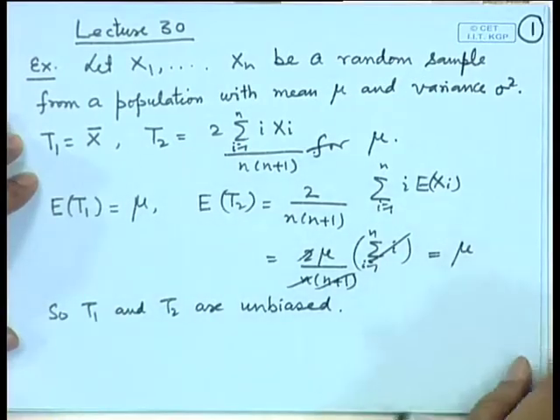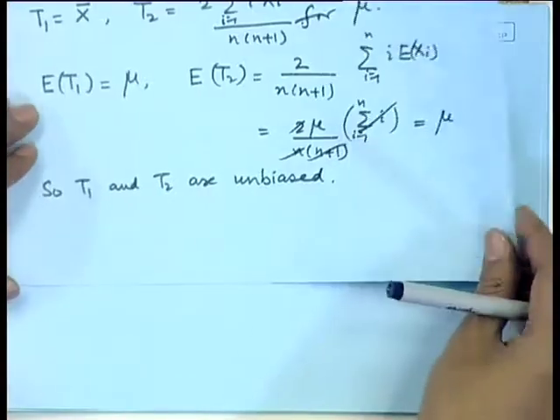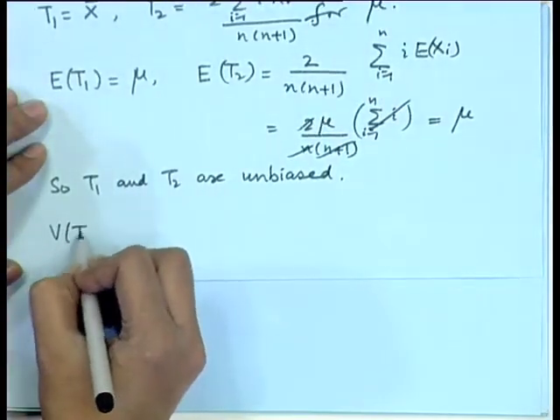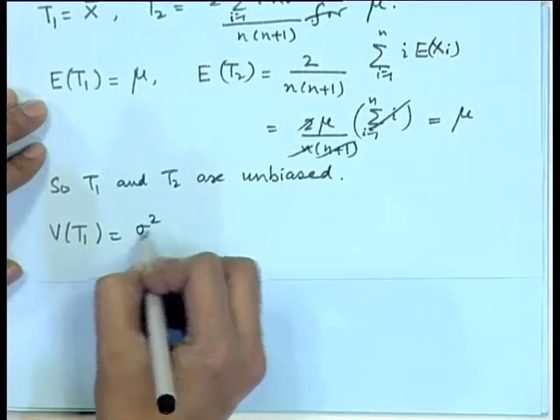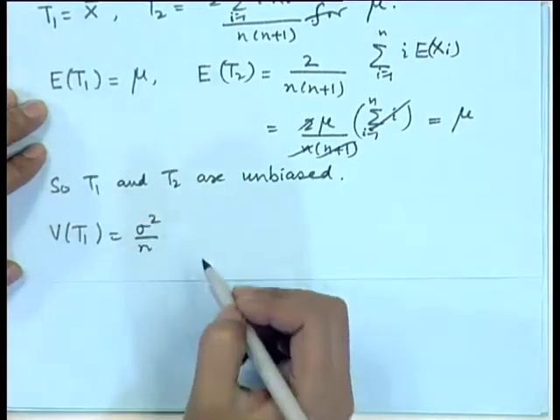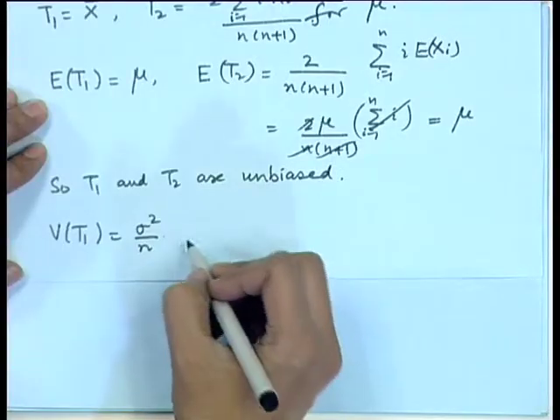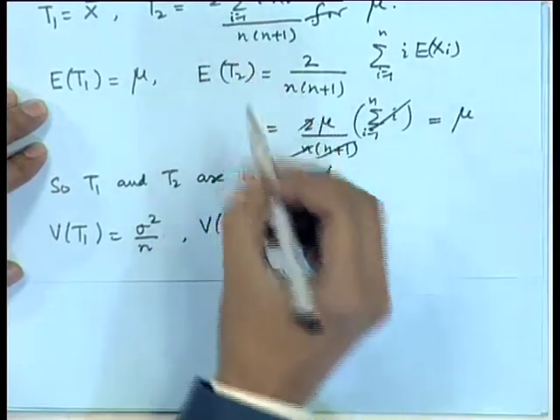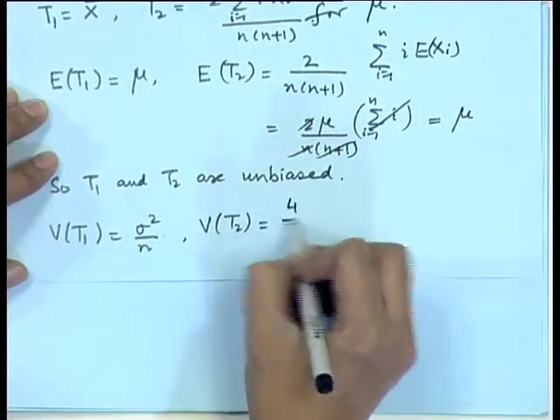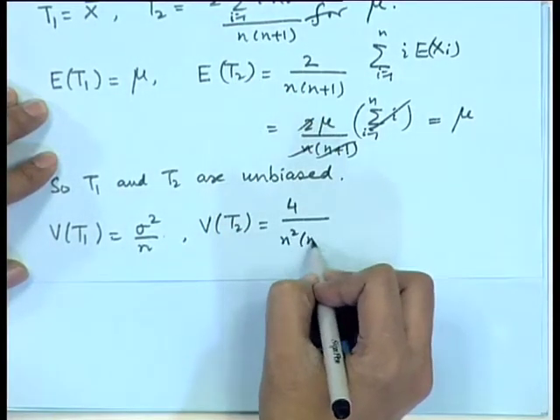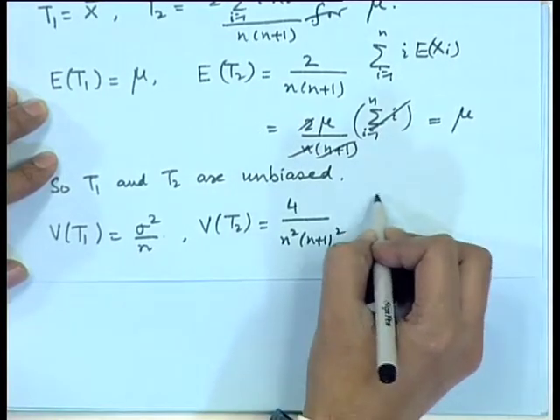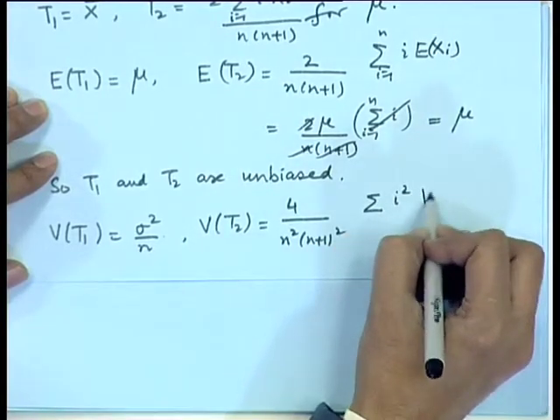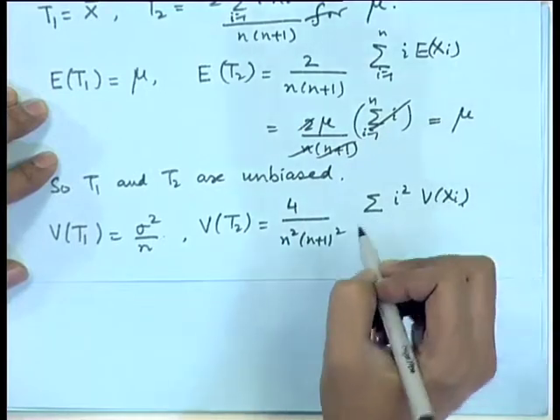Let us look at variances. What is the variance of T1? Variance of T1 is sigma square by n. We have already shown that the variance of the sample mean is equal to sigma square by n. Let us consider the variance of T2. Now, variance of T2, because of the independence, becomes 4 by n square into n plus 1 square, sigma i square, variance of x_i.